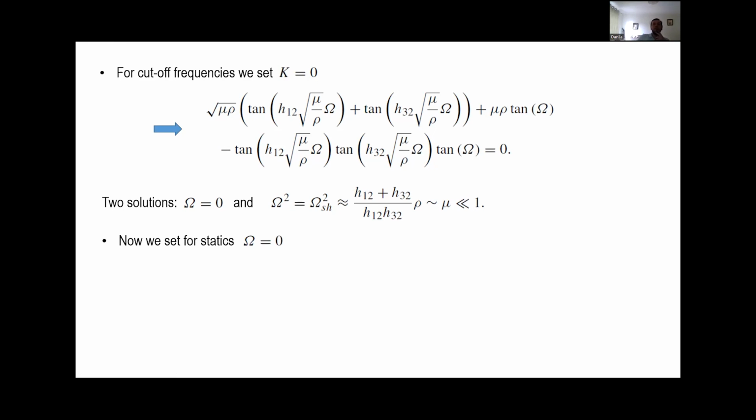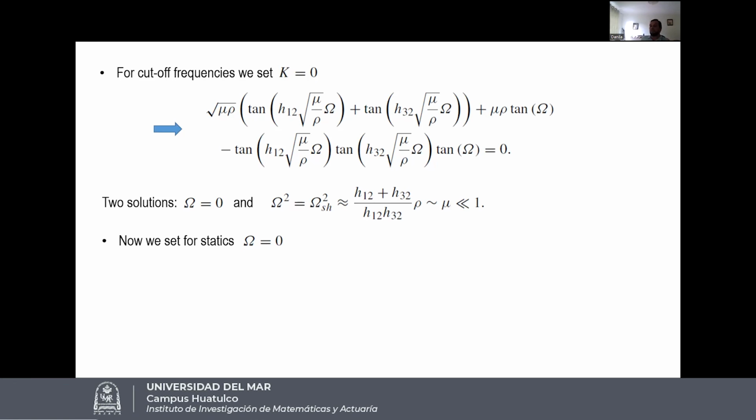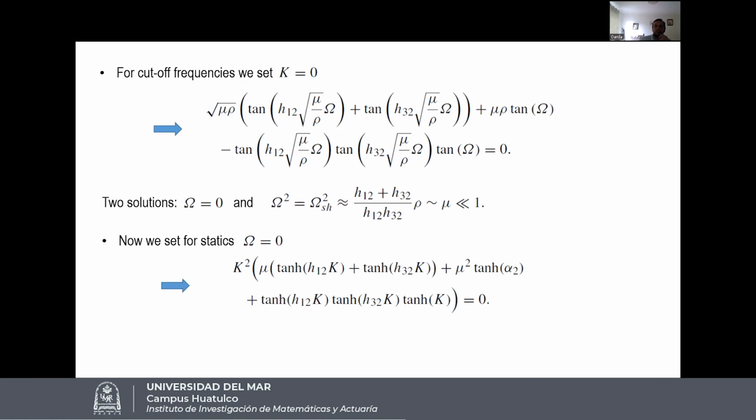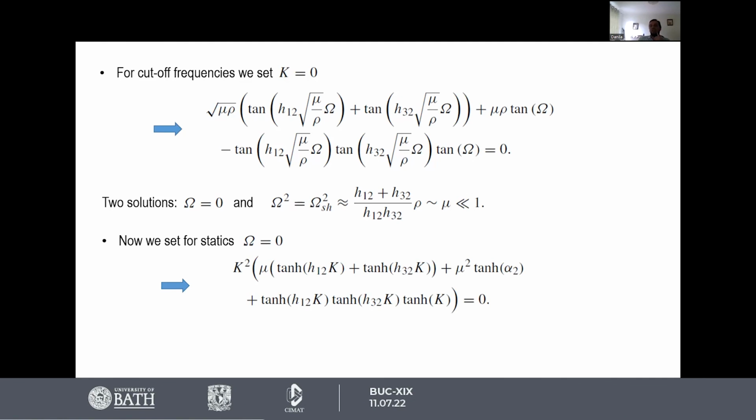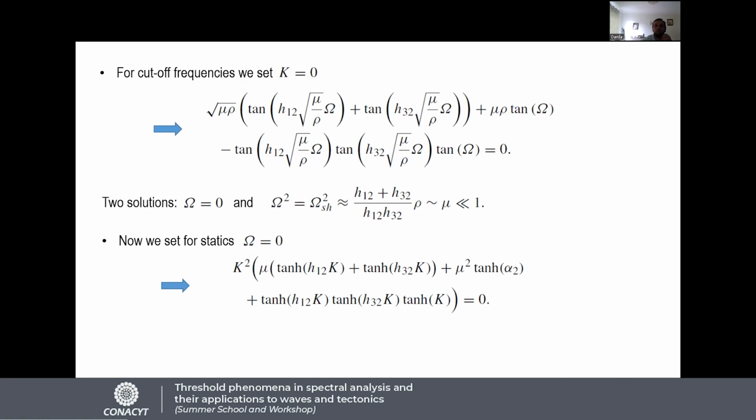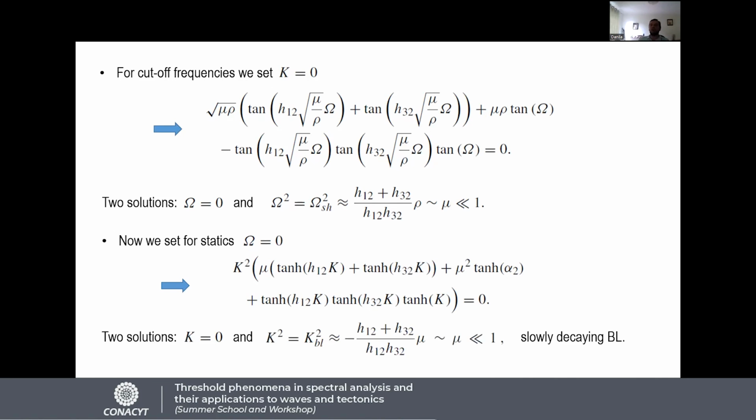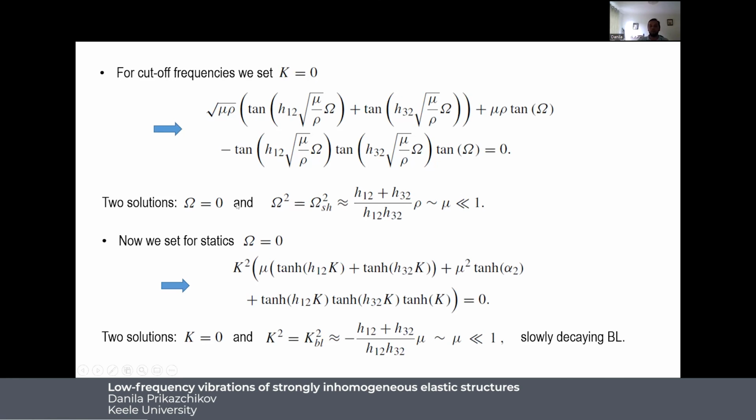Another thing that we could also do is set omega to 0 and have a look at the static limit. In this case, we will have something like this, the solution for the equation for the wave number k now. And what we will see is that there is one obvious solution of k equals 0, matching omega equals 0 before, so that is the fundamental mode. But there are also these solutions.